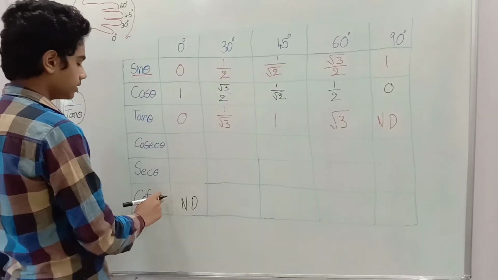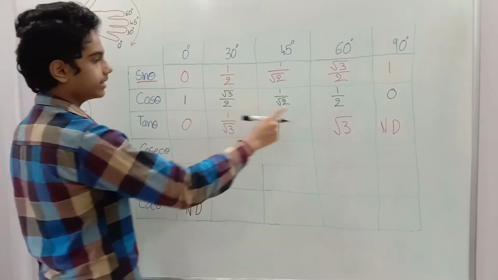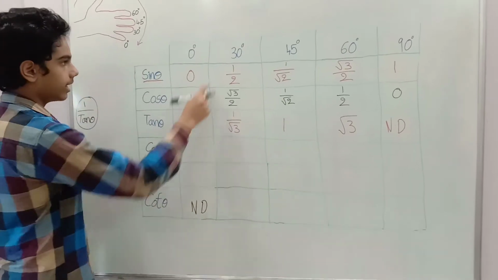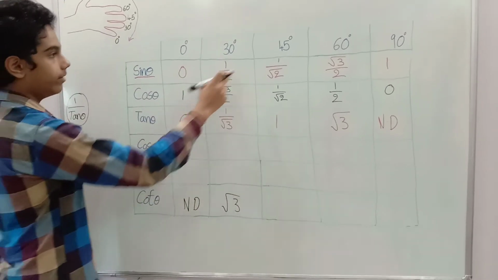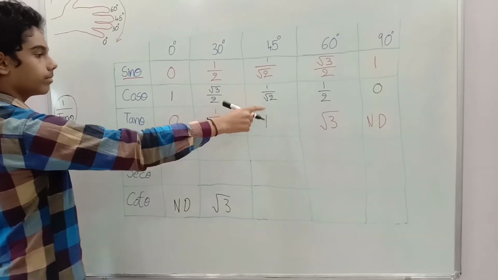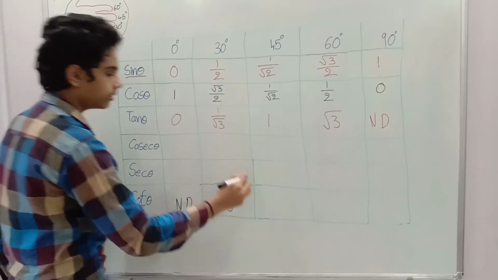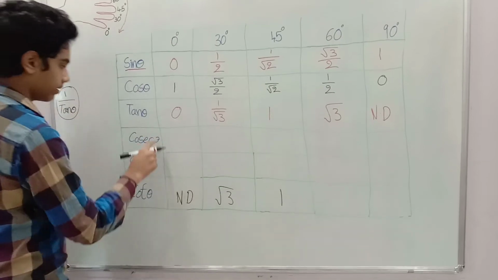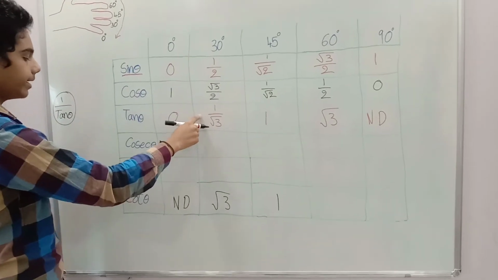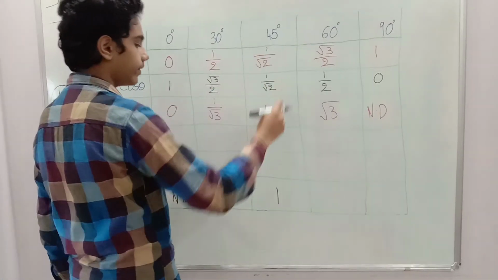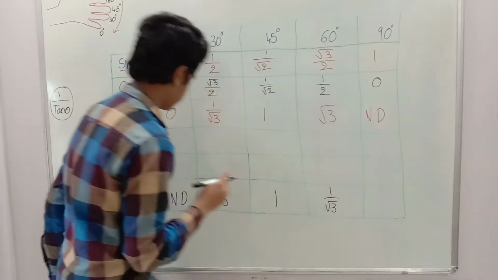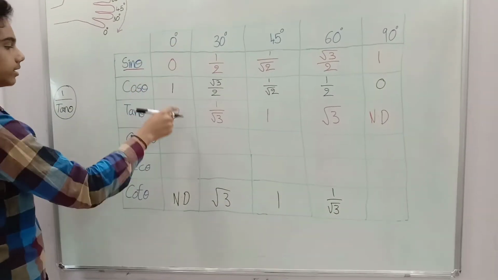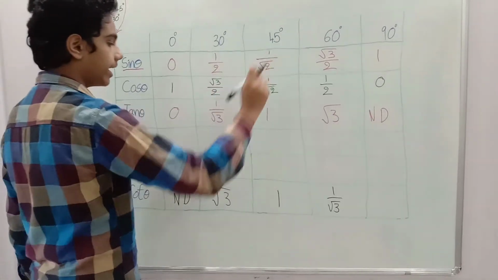Tan 60 is cot 30. Tan 60 is root 3. So cot 30 is root 3. Tan 45 is 1 and cot 45 is also 1. Tan 30 is 1 by root 3. So cot 60 is 1 by root 3. Tan 0 is 0. So cot 90 is 0.